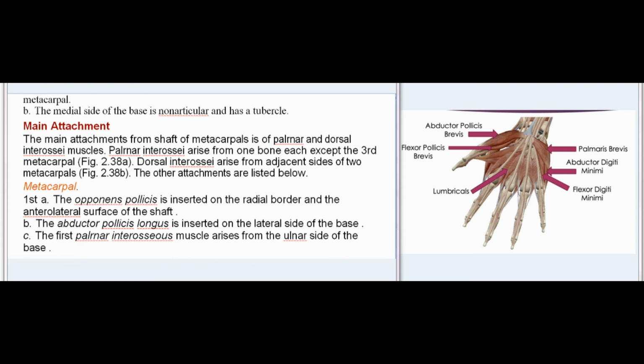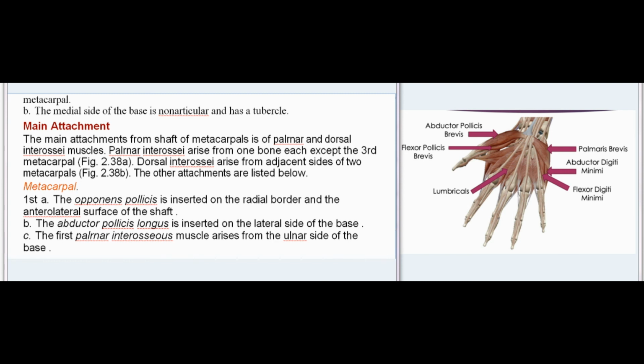Main attachment. The main attachments from the shaft of the metacarpals are of the palmar and dorsal interossei muscles. Palmar interossei arise from one bone each except the third metacarpal, Fig. 2.38a. Dorsal interossei arise from adjacent sides of two metacarpals, Fig. 2.38b. The other attachments are listed below.